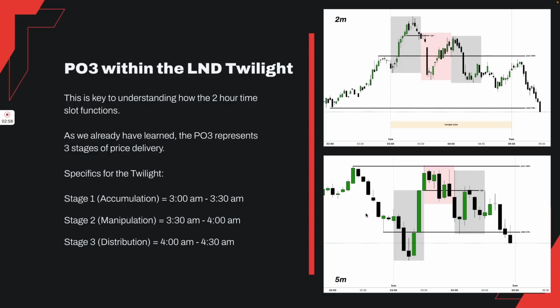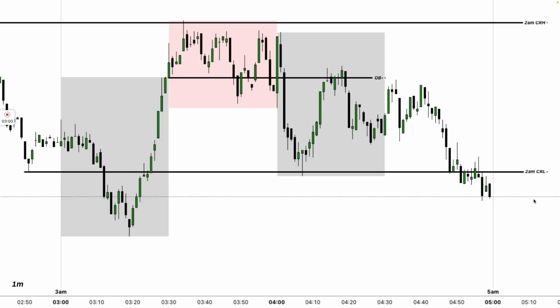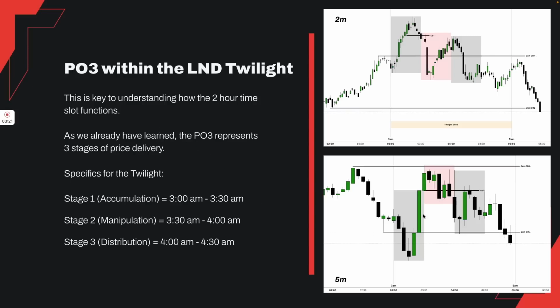Let's dive deeper into this 5-minute example. This is a 1-minute chart. We accumulate sell side and buy side liquidity. We manipulate higher towards key level 2 a.m. CRH. Bearish order block formed on the higher time frame. 5-minute order block.